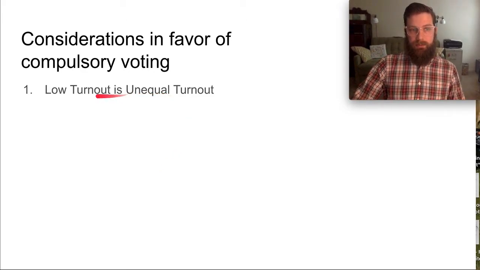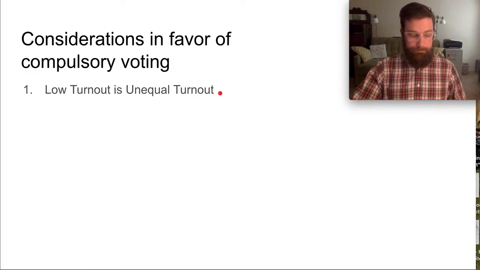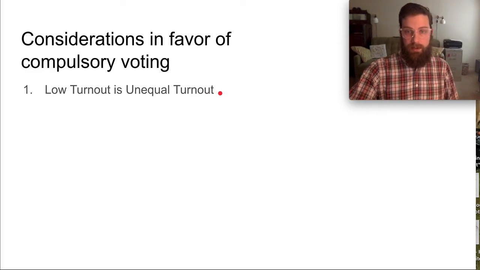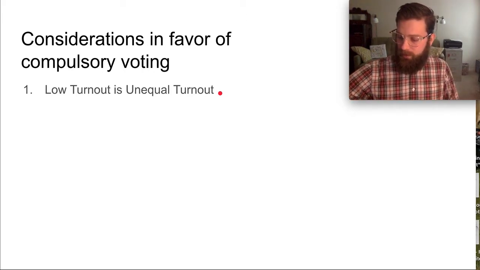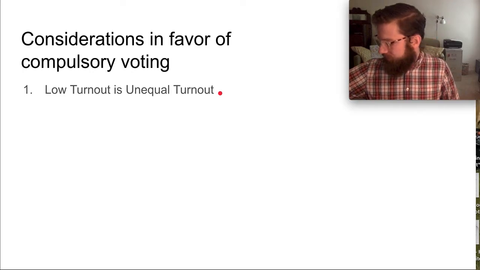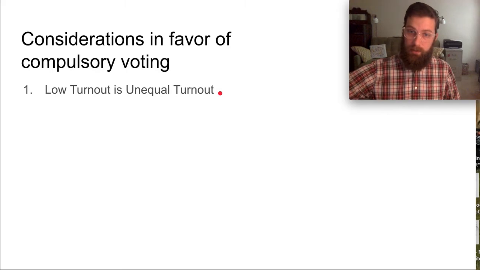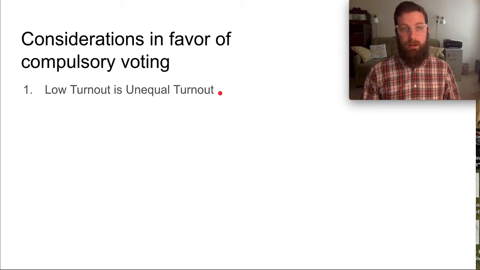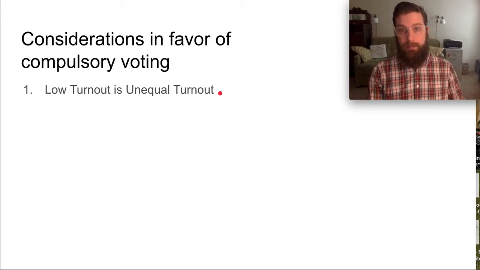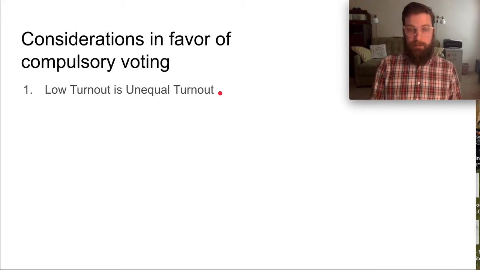So Lever points out that one point is that low turnout is unequal turnout. So the thought here is that if we have a lack of turnout, certain portions of the population, such as people of color, young people, poor people, people with less education, are less likely to be represented in the final vote tally.